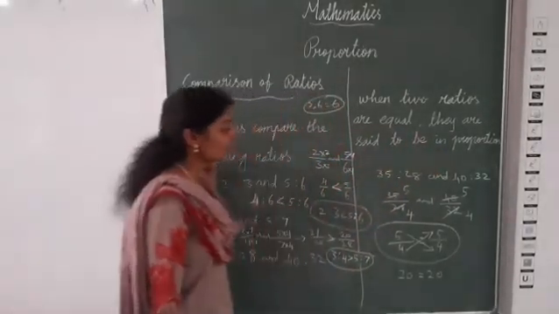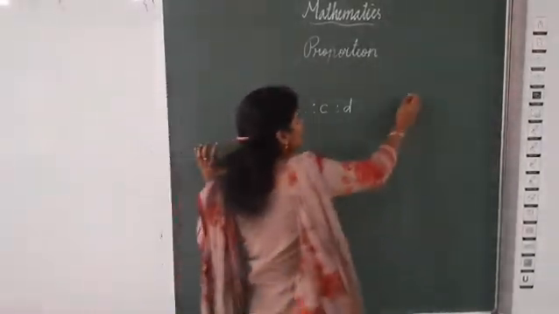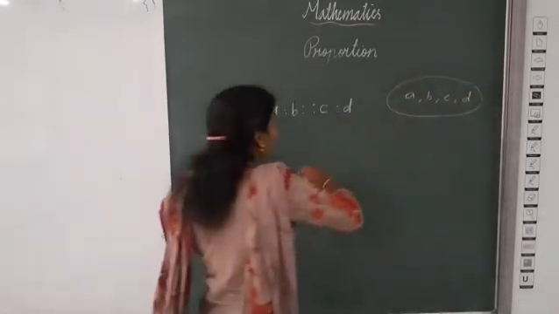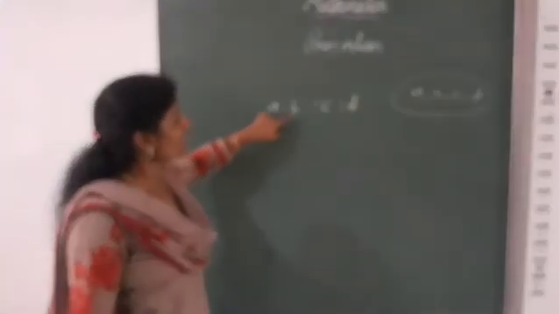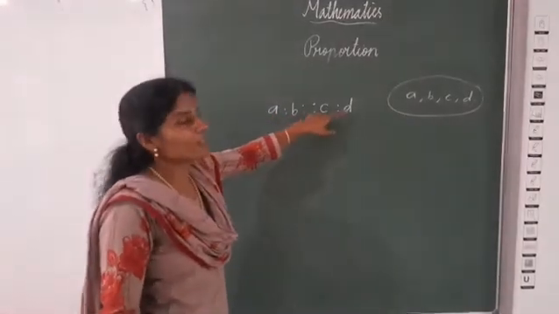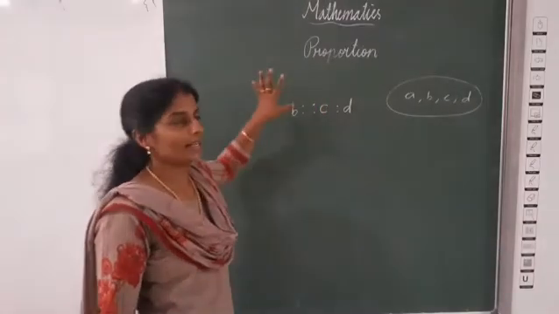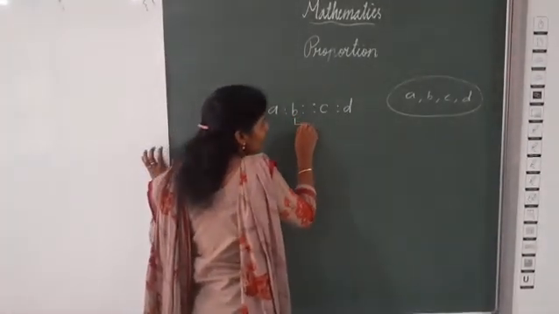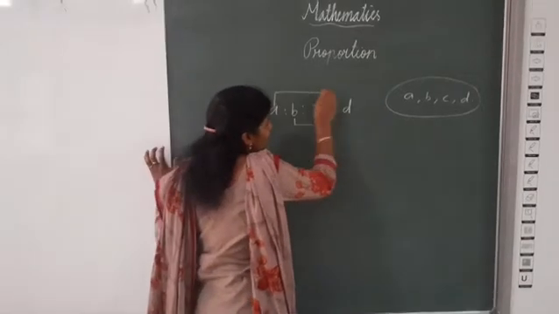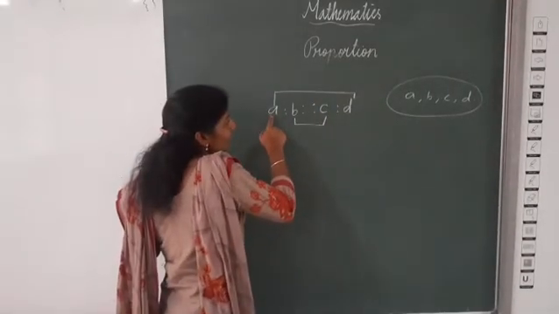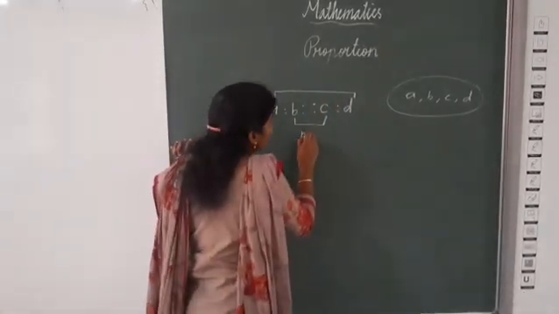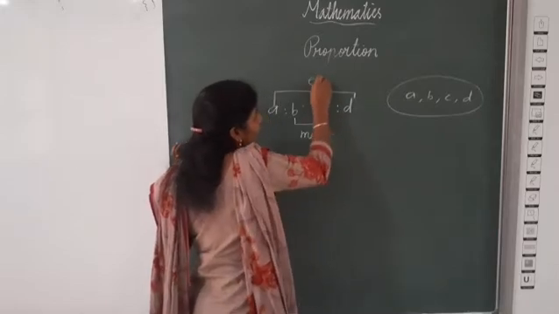Are you clear about this? Here A, B and C, D. We can write this in proportion form: A is to B as C is to D. This is how you read the proportion form. In a proportion we have two kinds of terms, the means and the extremes. The two middle terms are called the means. These end terms are the extremes.